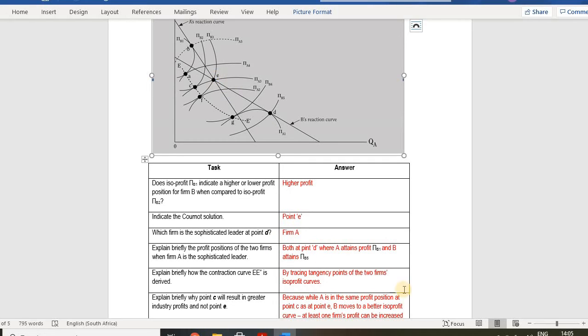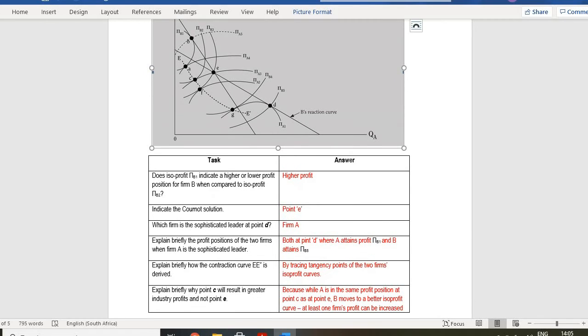Okay, here it says because at point E, firm A is in the same profit position as at point C. At the point E, B moves to a better ISO profit curve. At least one firm's profit can be increased without harming the other firm's profit.